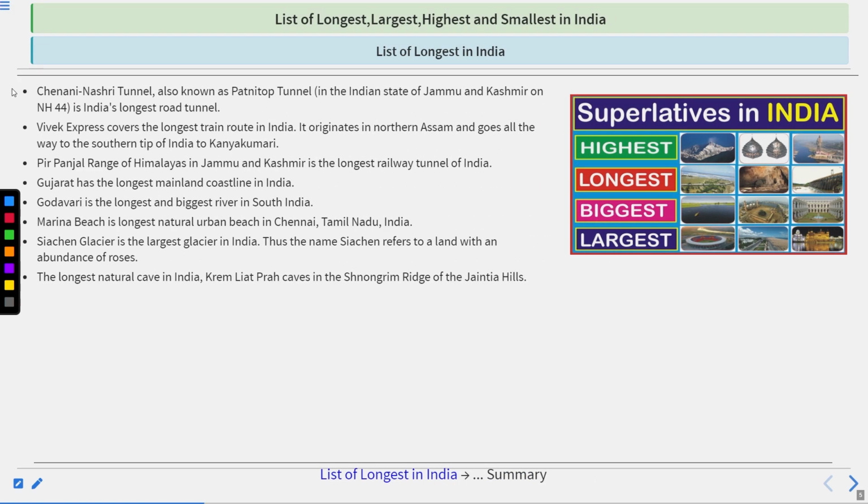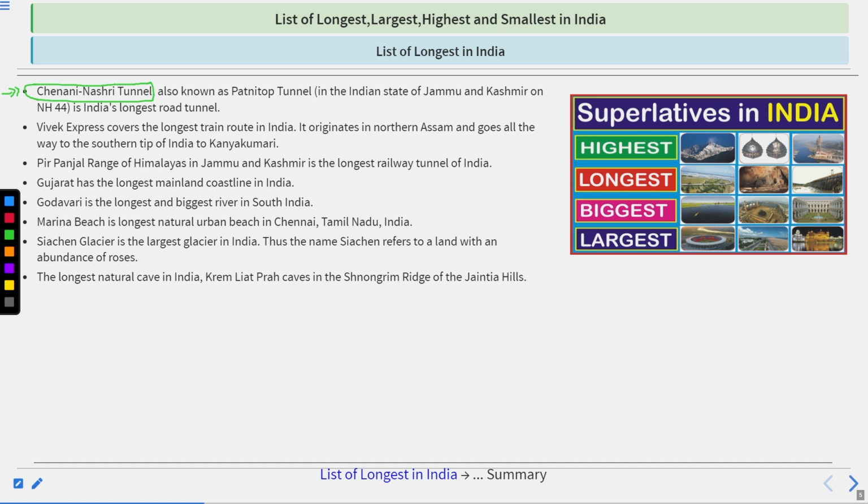Then we have Chenani Nashri Tunnel. Remember, it is Chenani Nashri Tunnel. Many times I have seen students pronounce it as Chennai Nashri Tunnel. Okay. So if your pronunciation is wrong, automatically your answer could be wrong. Because you might forget the right answer in the examination, then you require your recalling capacity.